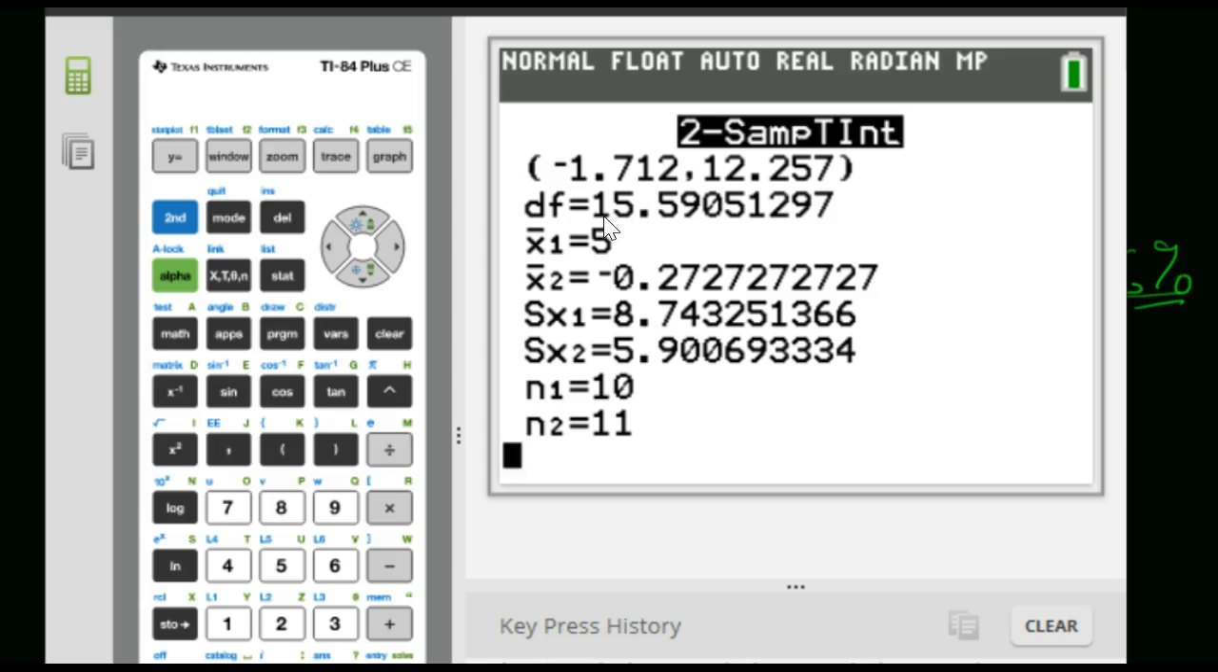So if you take a look here, the degrees of freedom are like 15.59, which is way higher than either 9 or 10, right? Well, 9 that we would get by the more conservative estimate, okay? So the calculator is able to do this with a little bit more precision than what we are accustomed to. But again, the AP exam will accept it as by hand.